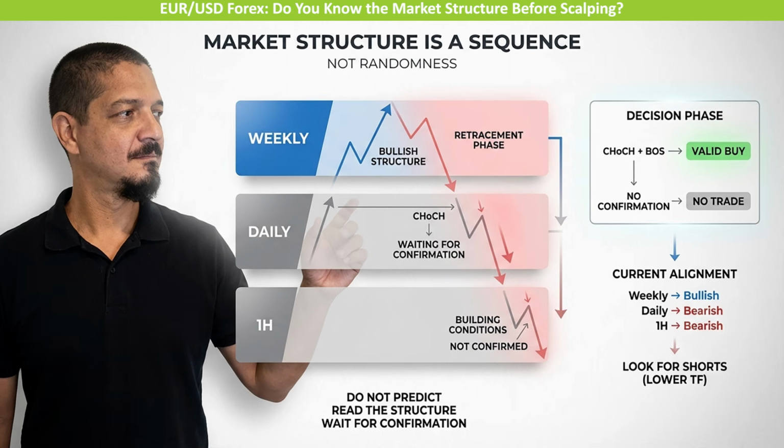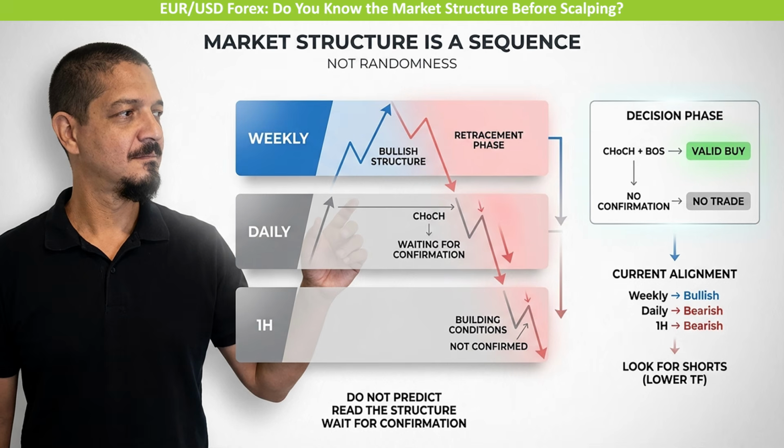Now, from our study and perspective, there is an important point here. The only scenario where buying at this weekly supply zone would make sense is if the market first creates a bullish change of character and then confirms that shift with a bullish break of structure. Without that sequence, there is no structural confirmation for buying.